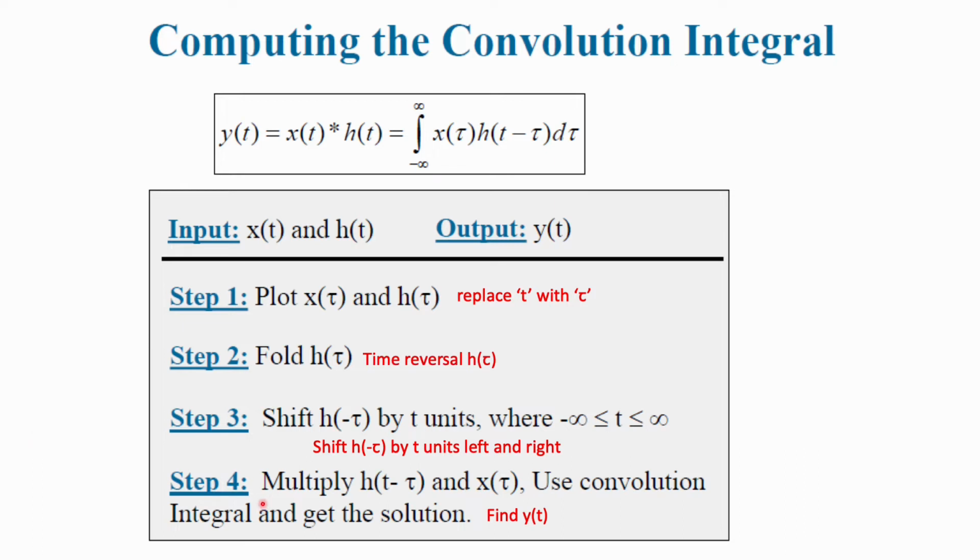The fourth step, multiply h of t minus tau and x of tau. That is x of tau is the signal, then h of t minus tau is the shifted signal, either it may be left shift or right shift. Multiply these two, we will get the final solution y of t. So these are all the steps to perform the convolution integral.